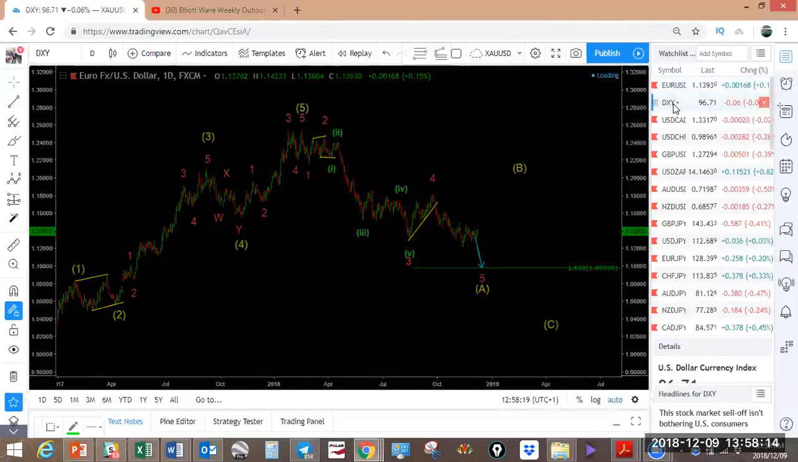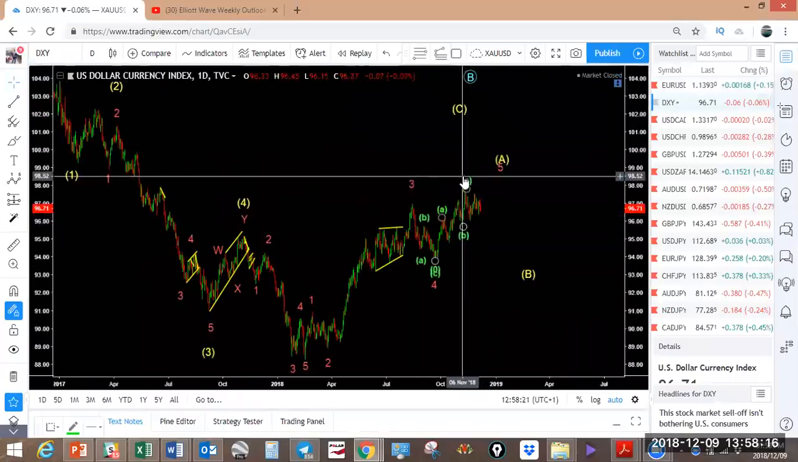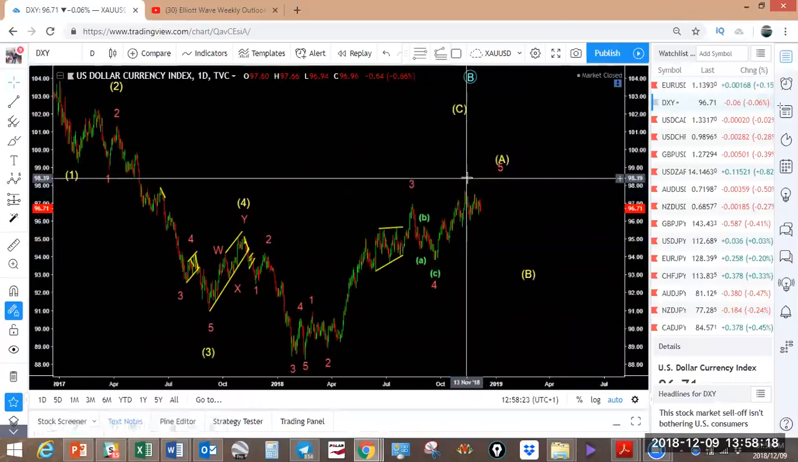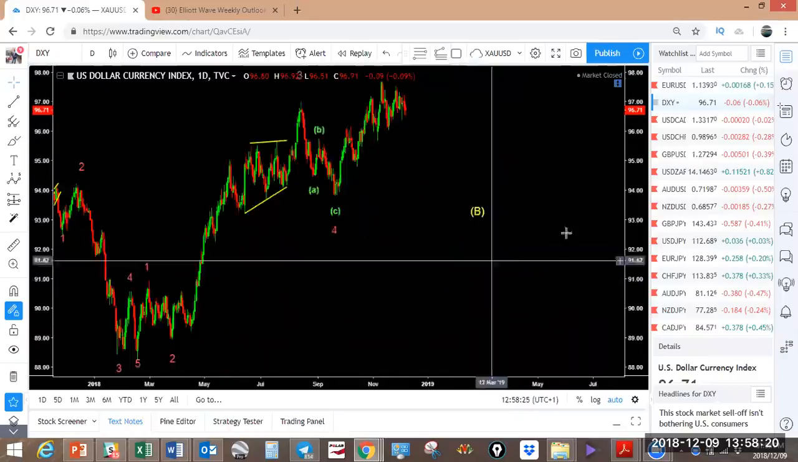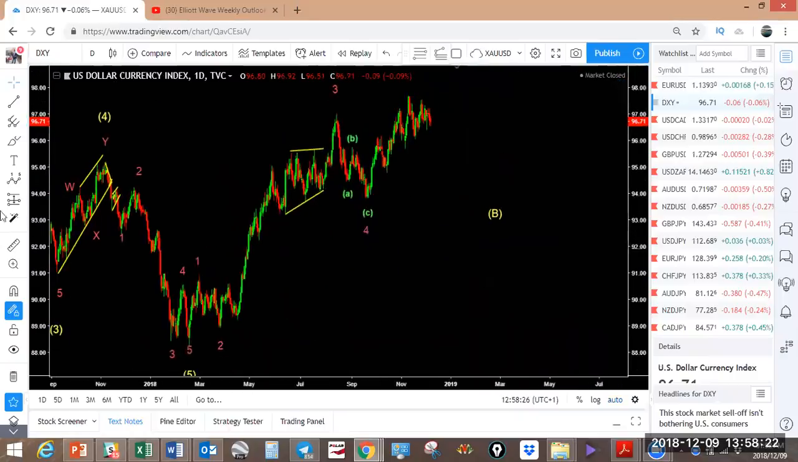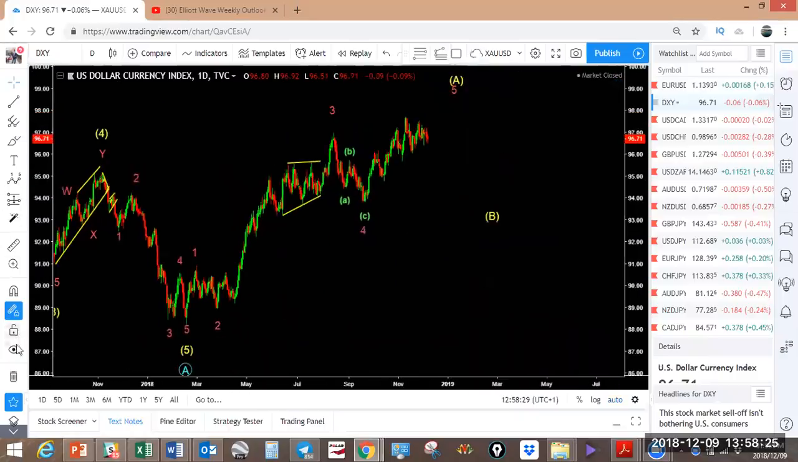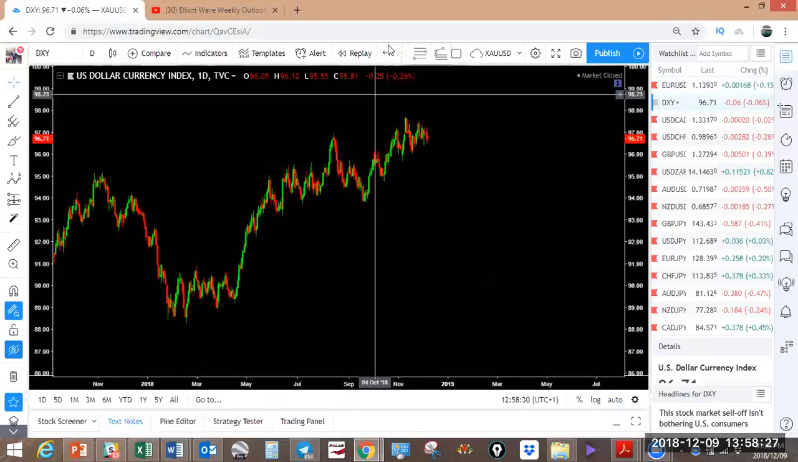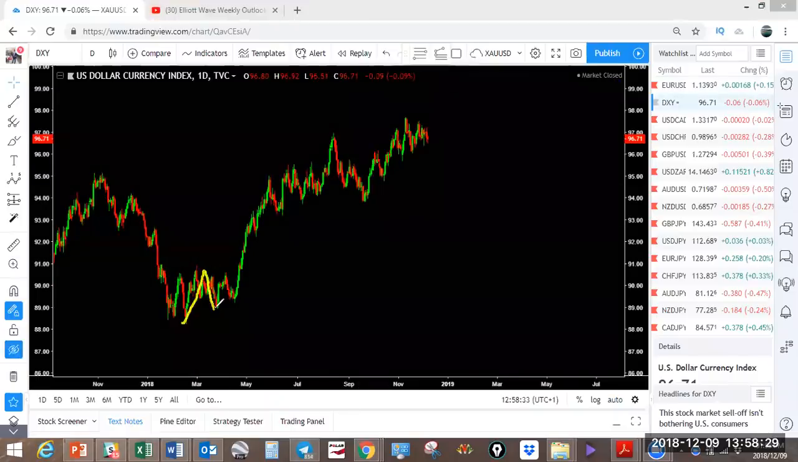DXY is exactly the opposite of Euro US dollar. I don't know why it is not updating. Every time I update, it goes back to the same thing again. I'm going to switch this off again, do the same thing, and show you what I've just shown you on the euro. It's 1, 2, 3, and a running triangle in the middle. The running triangle is a wave 4.